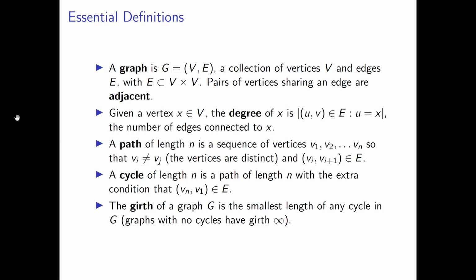A path is going to be a list of vertices so that all of the vertices are distinct and we have an edge in the graph between each of them. A cycle is a path that closes up on itself. And the girth of a graph is the smallest length of any cycle in that graph. Okay, so now let's once again test my technology and see what I can do.